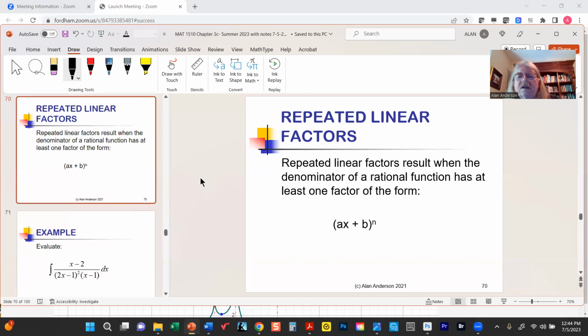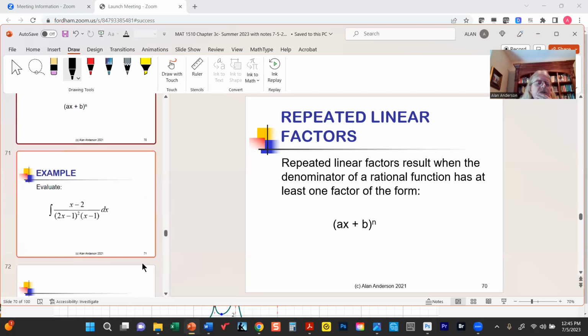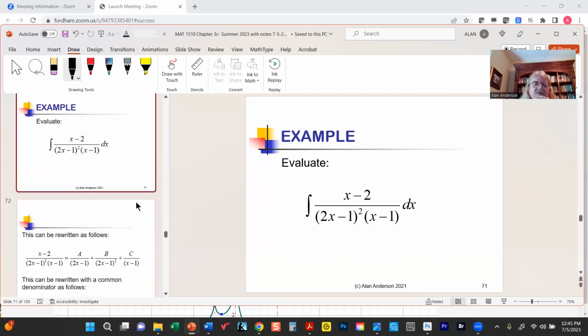Anyway, now here's what we're going to look at. This is the end of the chapter, by the way. We're going to consider a case where the factors are a little bit more complicated, taking the form ax plus b to the n power. We're going to call those repeated linear factors. So now let's say it's something like this.